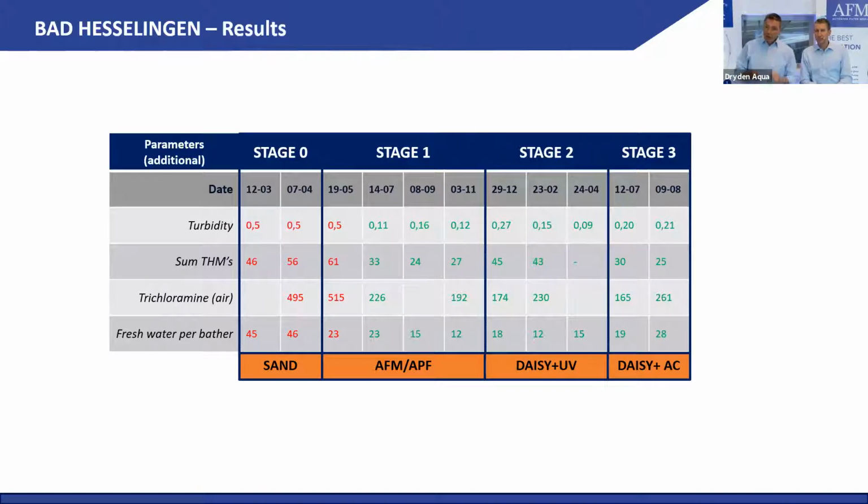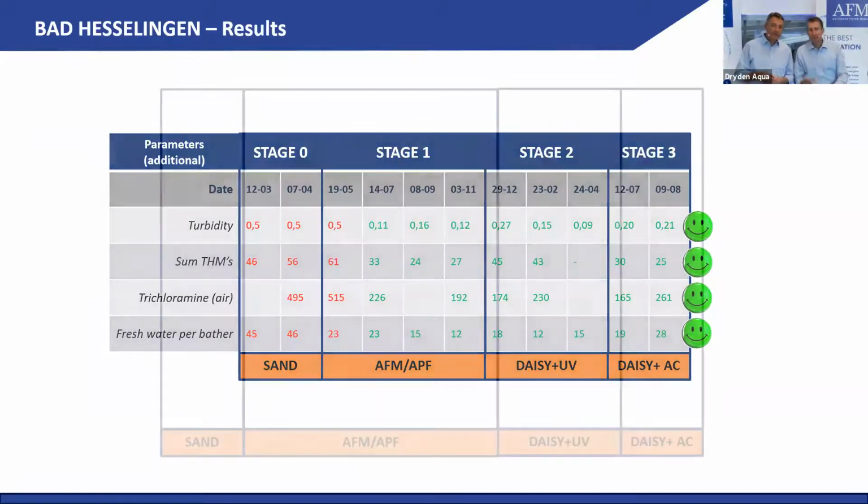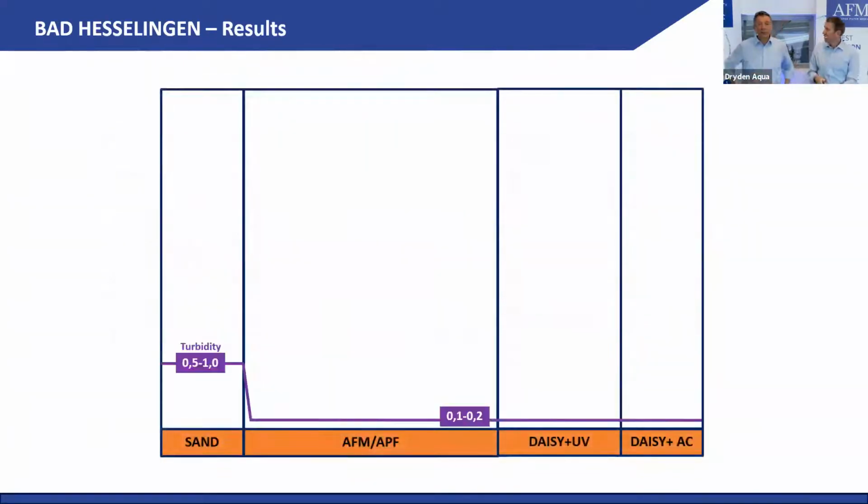And the fresh water, that's the last one. We were here roughly at 45 liters per bather, and here on average 20. Let's say 25. So beautiful. Beautiful. So now, the summary.